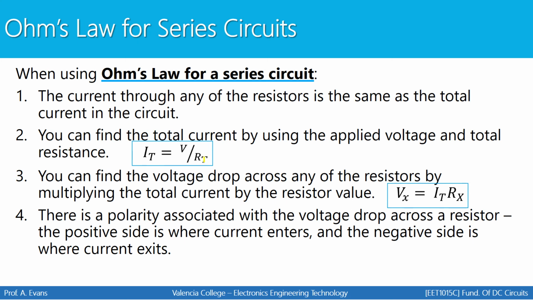Number 2, you can find that total current by using the applied voltage and the total resistance. Now, this is very important. You can't find the total current unless you know the total resistance first. And again, we'll do an example of that in a minute to illustrate that concept.